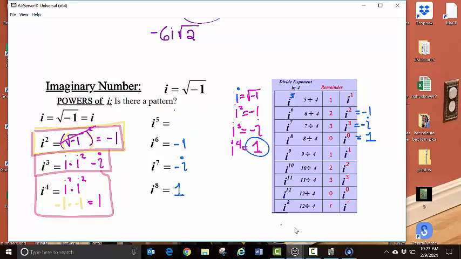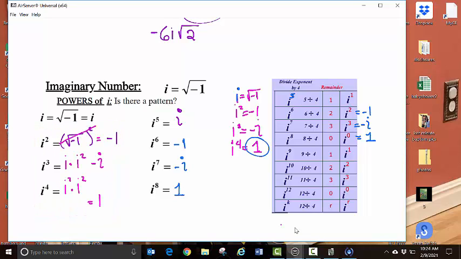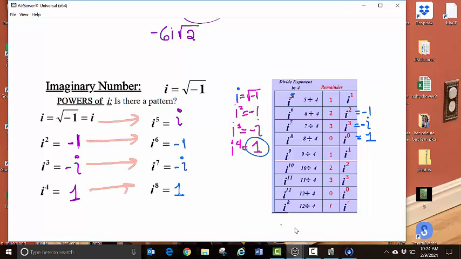Okay, so I went over how every 4, it's the same pattern. So i squared is negative 1, this would be negative i, and this would be 1. And then you count up 4 again, and the pattern matches. Same, same, same. All right, i to the 9th.